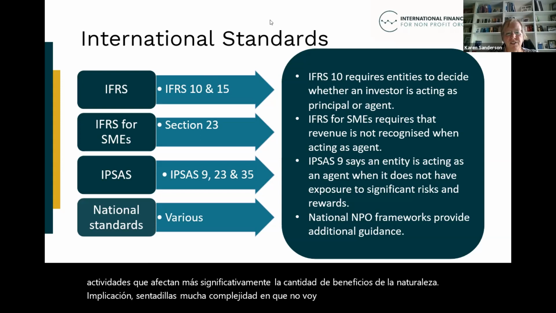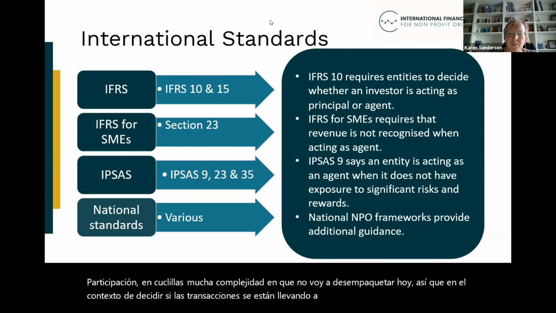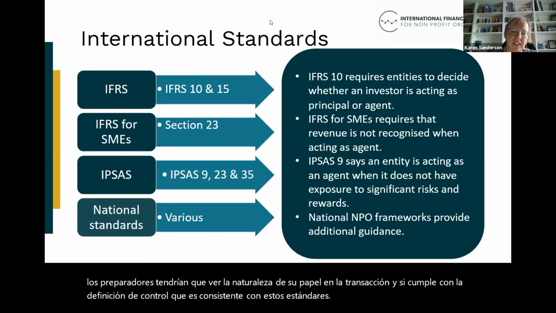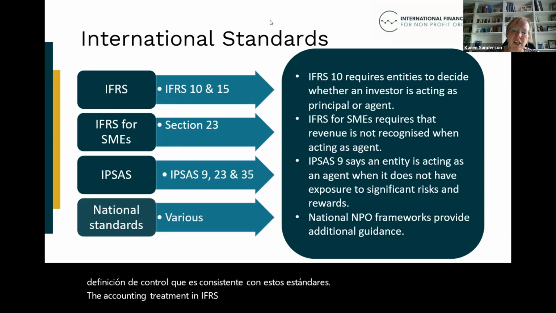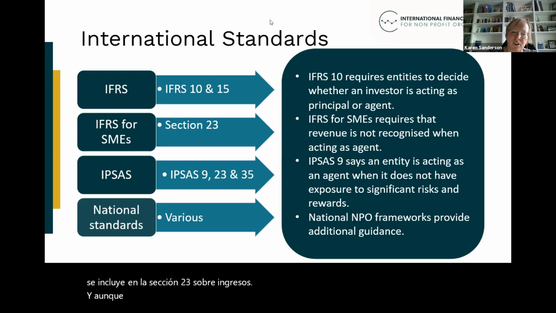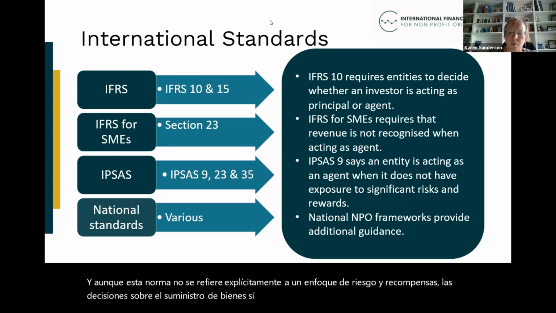So in the context of deciding whether transactions are being conducted as principal or agent, accounts preparers would need to look at the nature of its role in the transaction and whether it meets the definition of control that's consistent with these standards. The accounting treatment in IFRS for SMEs for agency relationships is included in section 23 on revenue. And although this standard doesn't explicitly refer to a risks and rewards approach, the decisions on the supply of goods are effectively taken using this kind of approach.